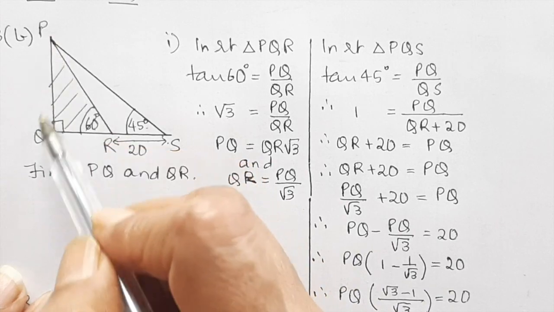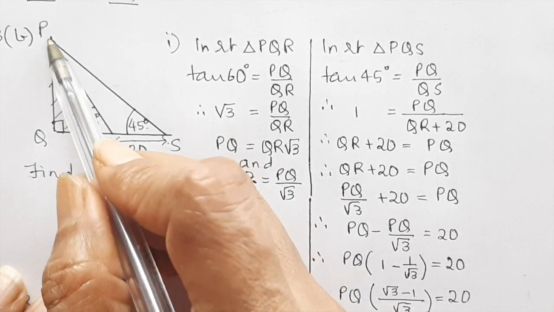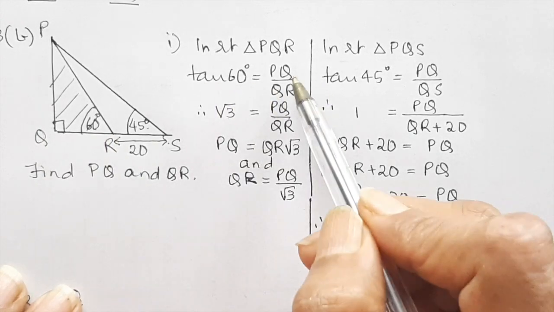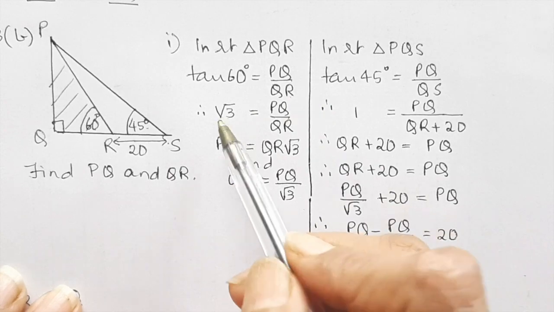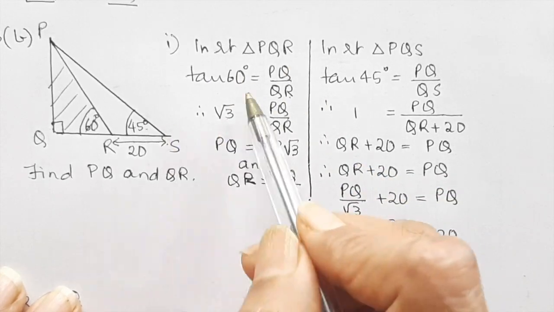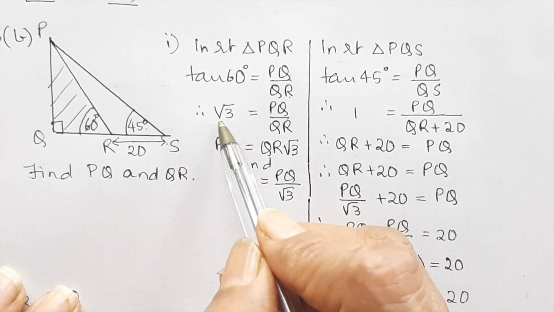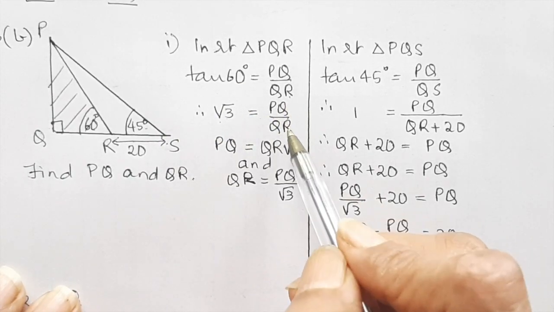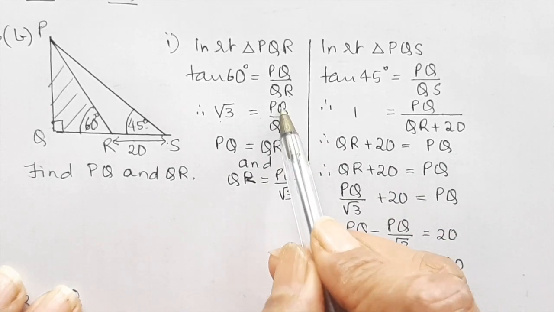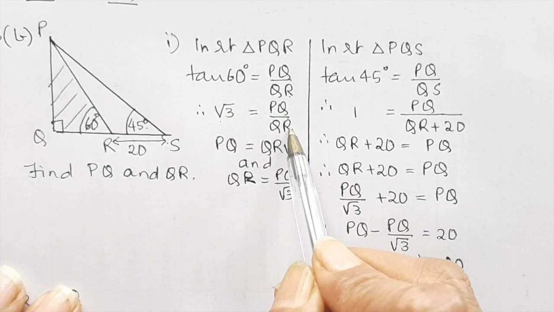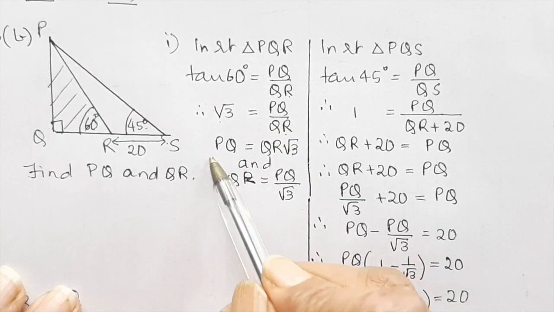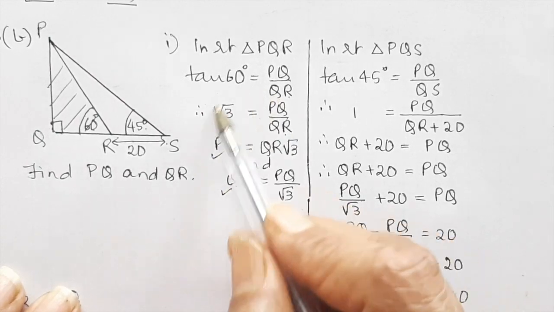Now we have to find PQ and QR, which means PQ upon QR is the tan ratio. Tan 60 degrees is PQ upon QR, and therefore tan 60 degrees, which is root 3, is equal to PQ upon QR. So from here you can either say PQ is equal to QR into root 3, or you can say QR is equal to PQ upon root 3. We have these two possibilities from this.